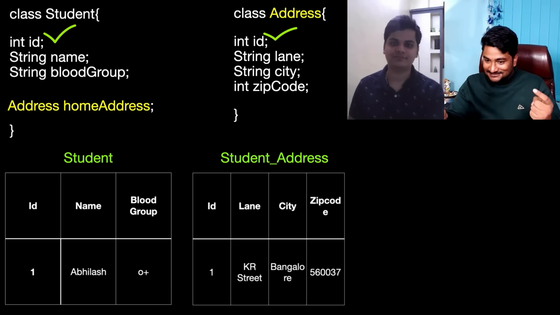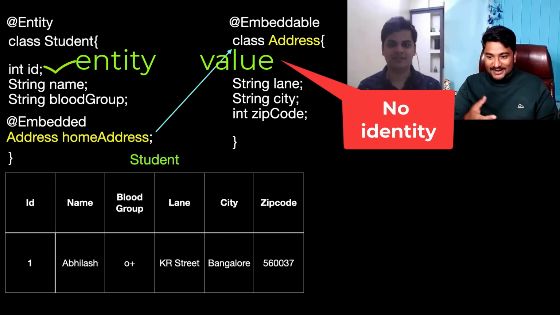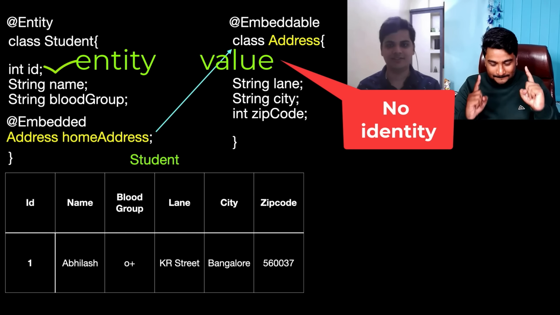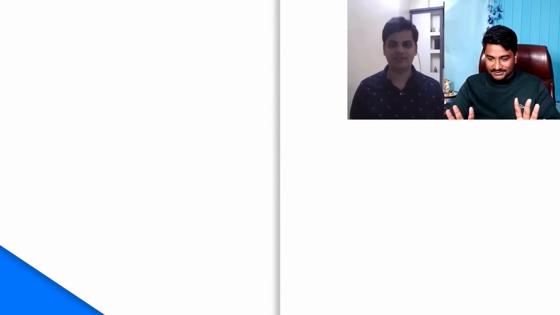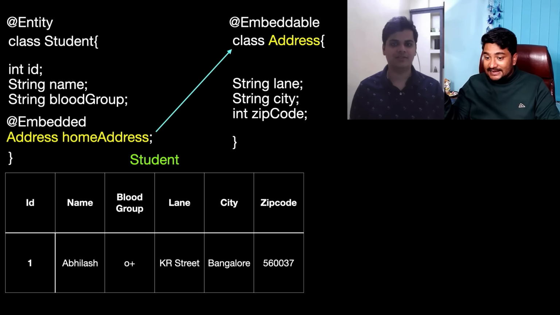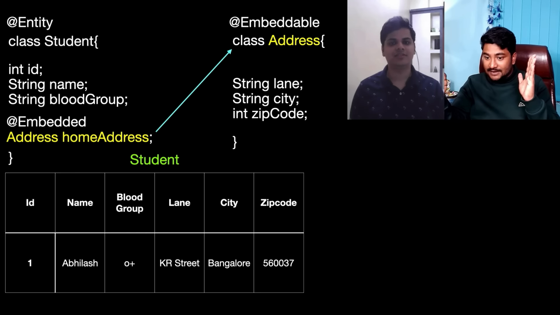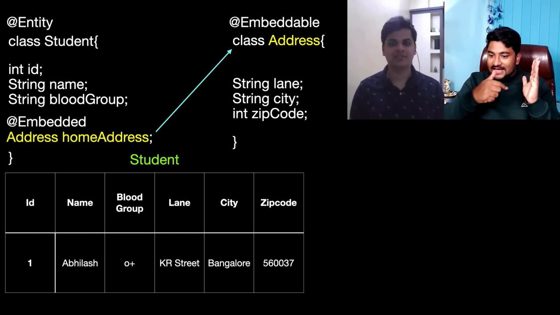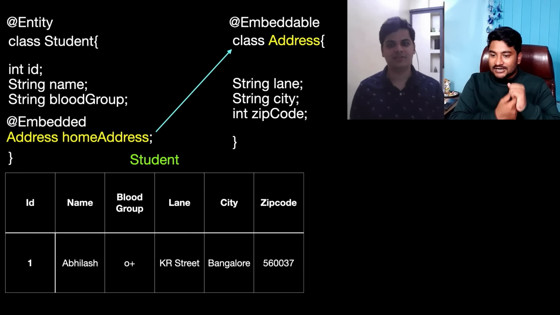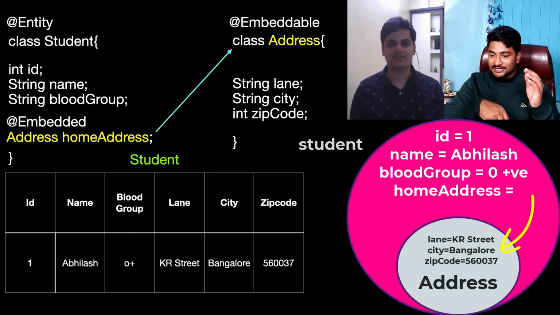The ID. The value type will not have an ID, and the entity type will have an ID. That's the important difference. If it has an ID, it will have a specific table. If the value type does not have an ID, then inside the student class itself, it will have a reference to that particular class, like address, as a dependency. Now the student class is containing, or owning, that address object.